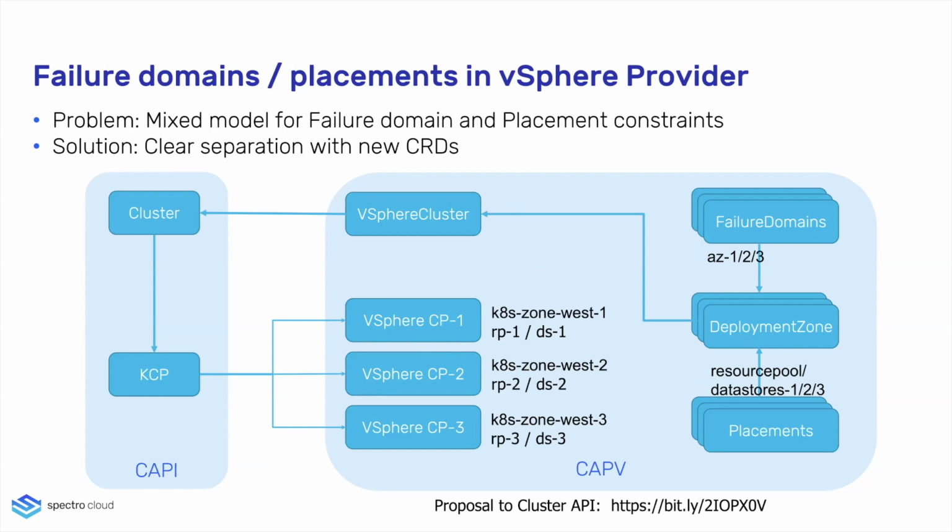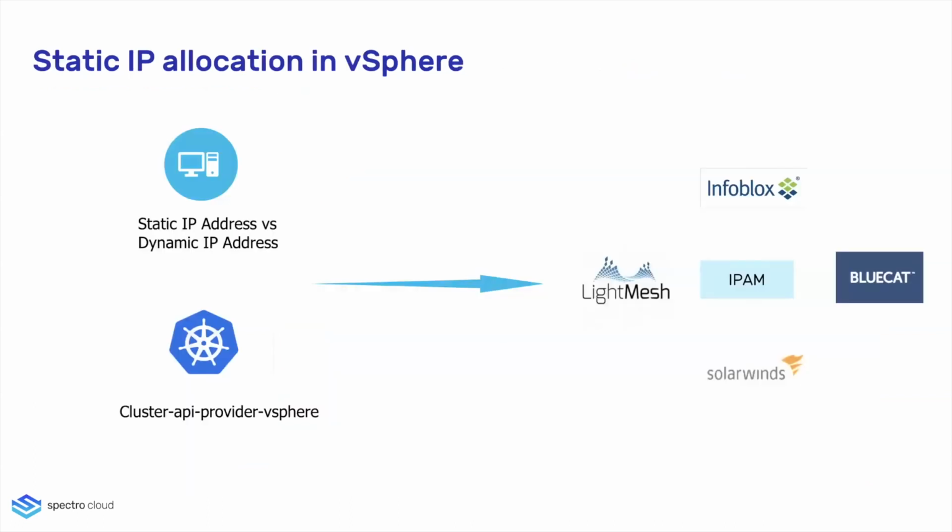For next, we will switch it to Abhinav to talk about an IPAM support in ClusterAPI vSphere provider. Thanks, Jun. Static IP, as we know, is an IP address that is statically configured for a device instead of one that is assigned by a DHCP server. It's called static because it never changes versus a dynamic IP address which can change over time.